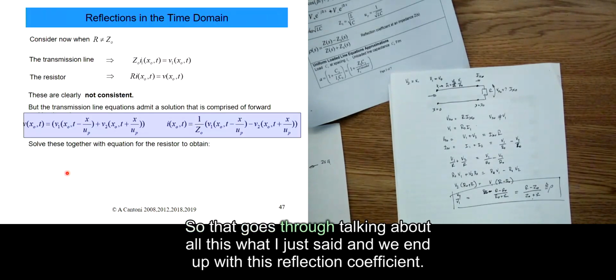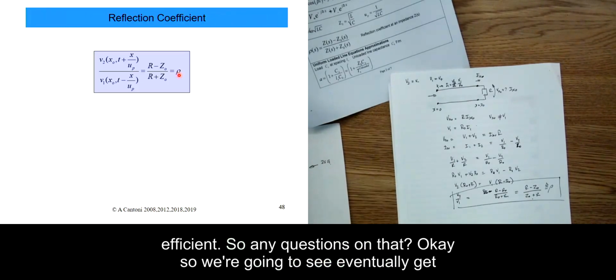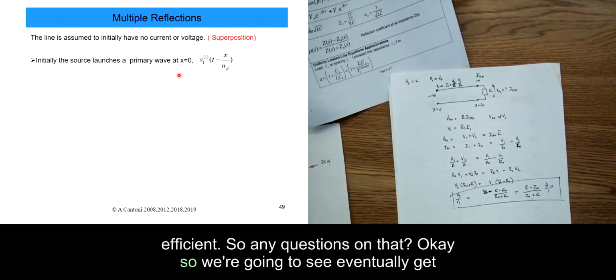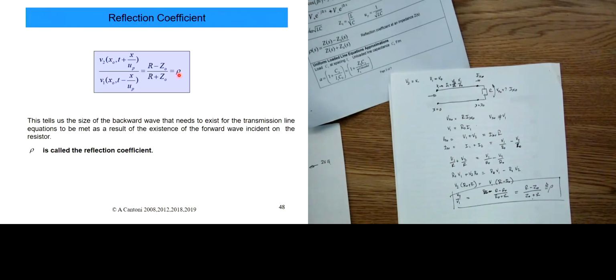So that goes through everything I just said, and we end up with the reflection coefficient. Are there any questions on that? Eventually we're going to get multiple reflections coming back and forth down lines, and you'll need to solve for this stuff.